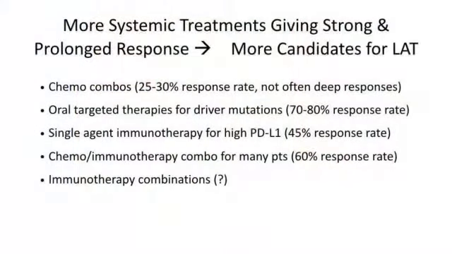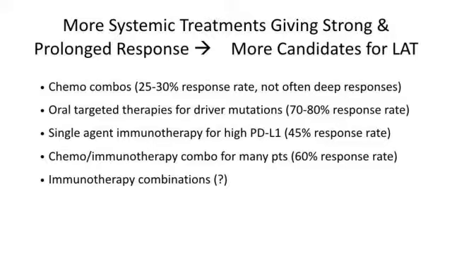Single agent immunotherapy for patients with high PD-L1, which is about 28 to 30% of our patients, has a response rate nudging close to 50%. And these can be very long and great responses. It's not 80%, but it's very good. It's approaching a 50-50 chance in these patients for a great result.